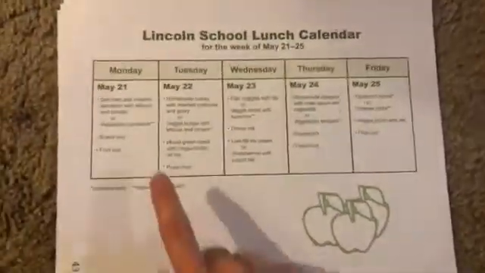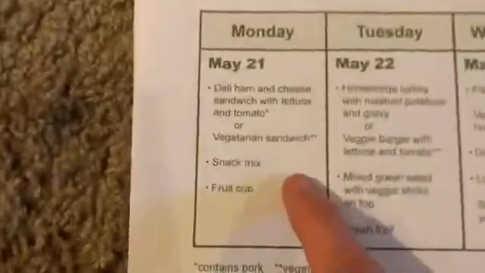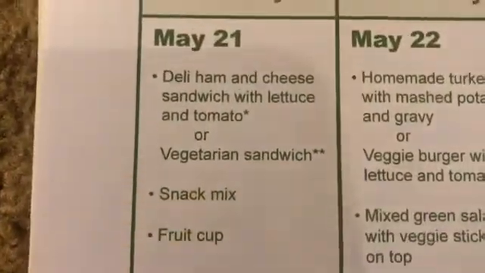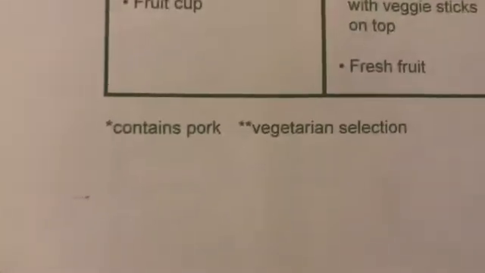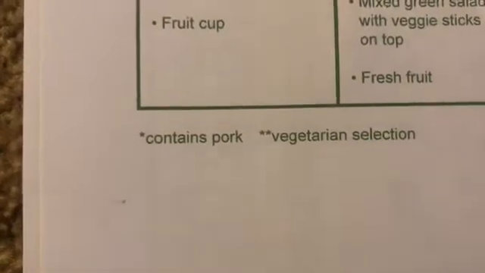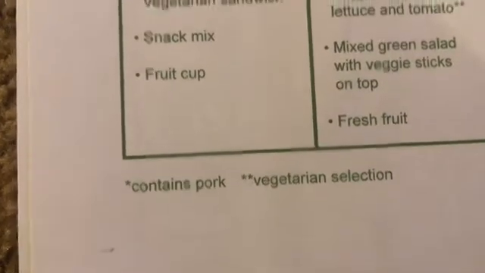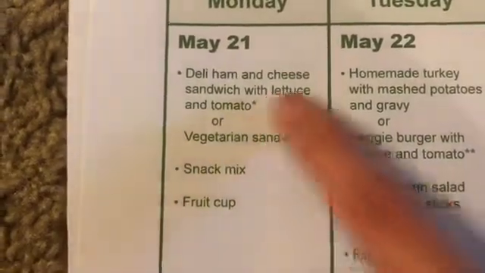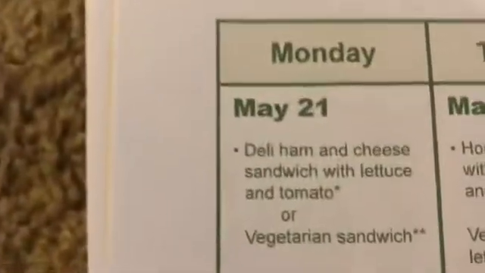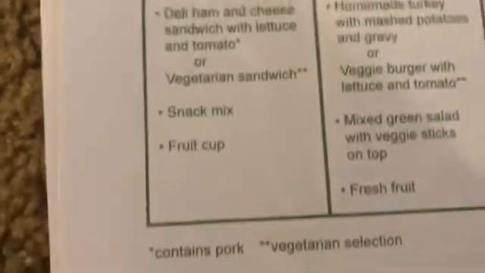Now, third graders, pay attention to these little dots here at the end. You see, they're actually little asterisks. If you take a look down here, this is what we call a legend. The legend tells special things about the text. So here, I see one asterisk, and I know down here that means it contains pork. And 2 asterisks means it's a vegetarian selection.